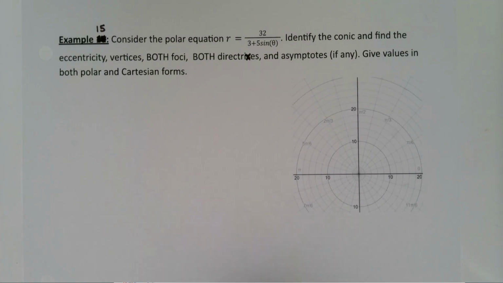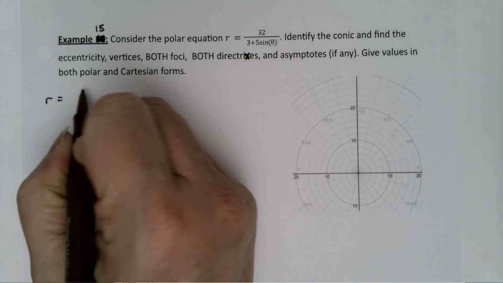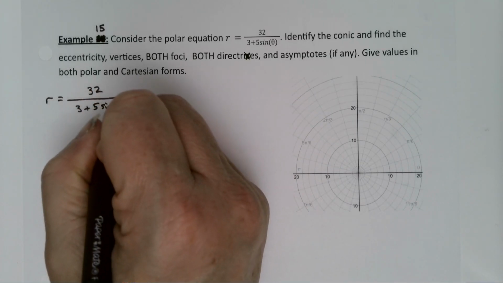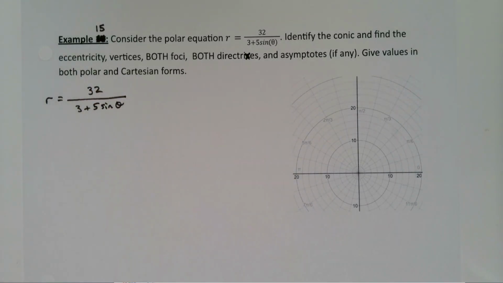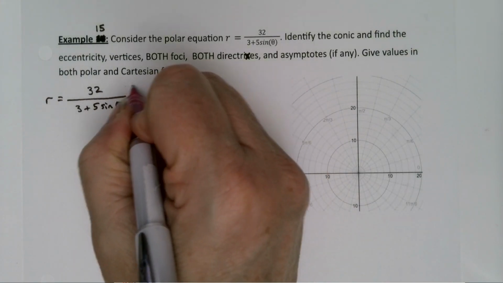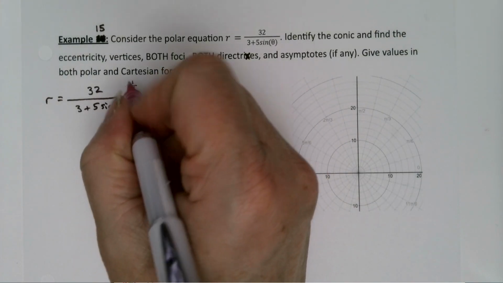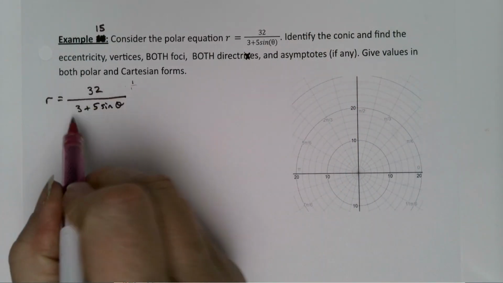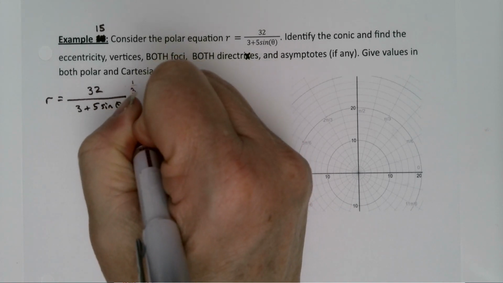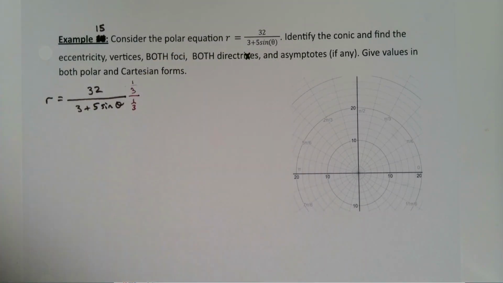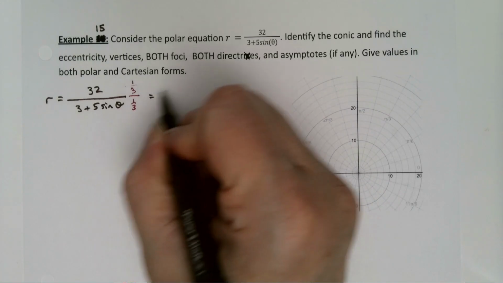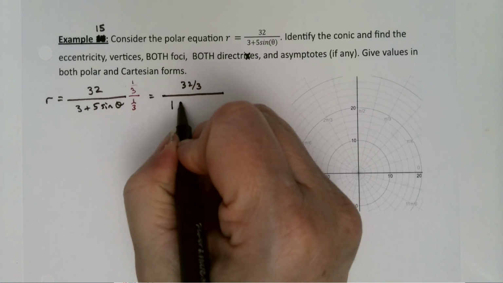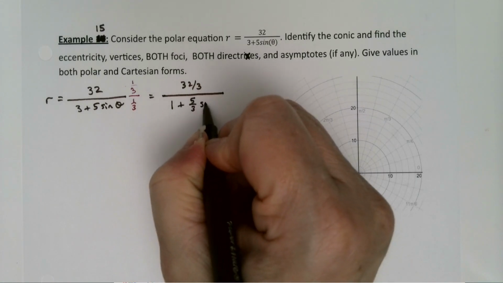Okay, so if we look at r is 32 over 3 plus 5 sine theta. Now we just saw the trick to this, which is to multiply by 1/3, because you want that number in front to be a 1. So you're going to take a third times both of these things. That will get you 32 over 3 over 1 plus 5/3 sine theta.